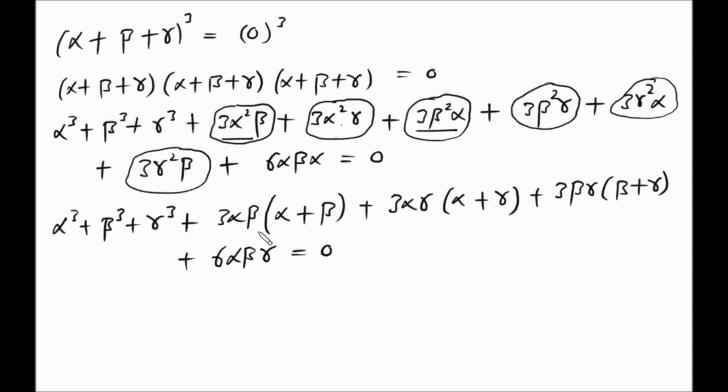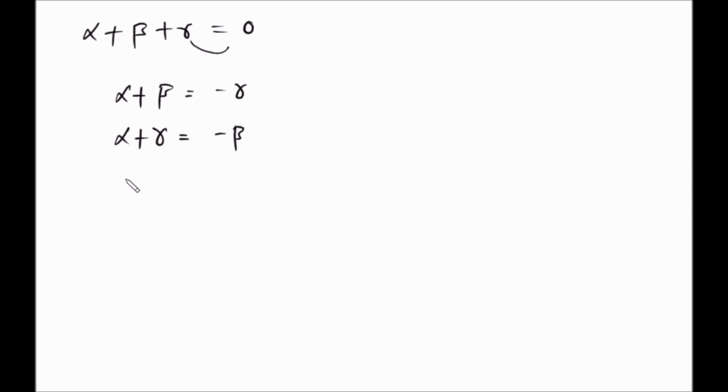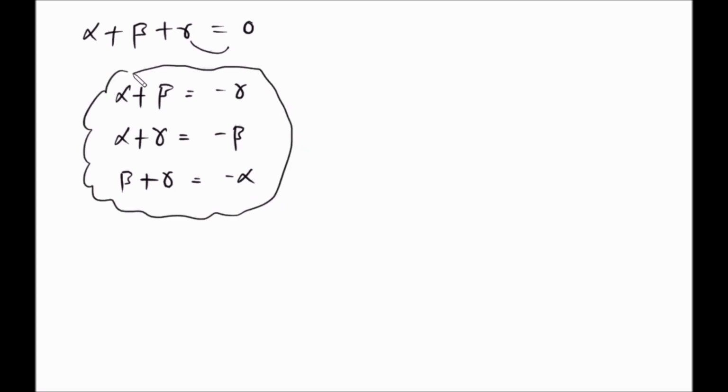Sasa remember now hapa tulisema alpha plus beta plus gamma sawa na 0. Tuiandike hiyo in a fresh page. So alpha plus beta plus gamma sawa na 0. Manake nini? Manake alpha plus beta ni sawa na huyu gamma nimlete huku negative gamma. Lakini alpha plus gamma ni sawa na manake beta ndo aje huku negative beta. And lastly beta plus gamma manake alpha anakuja huku ni negative alpha. Umeona hizi tatu? Tutaenda kuzipachika pale tulipoishia pale.